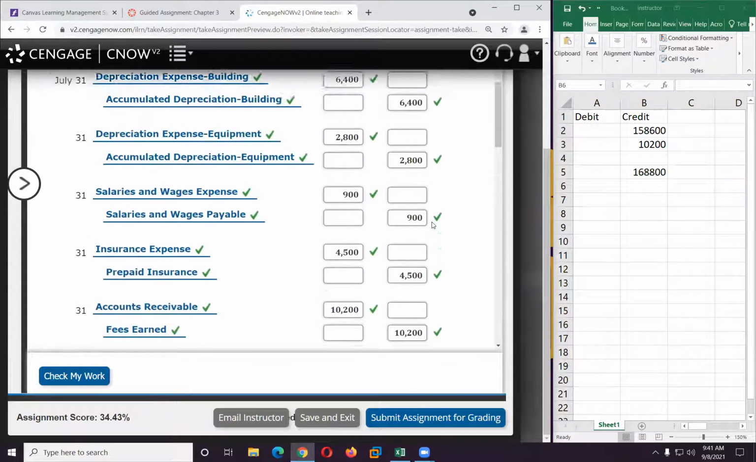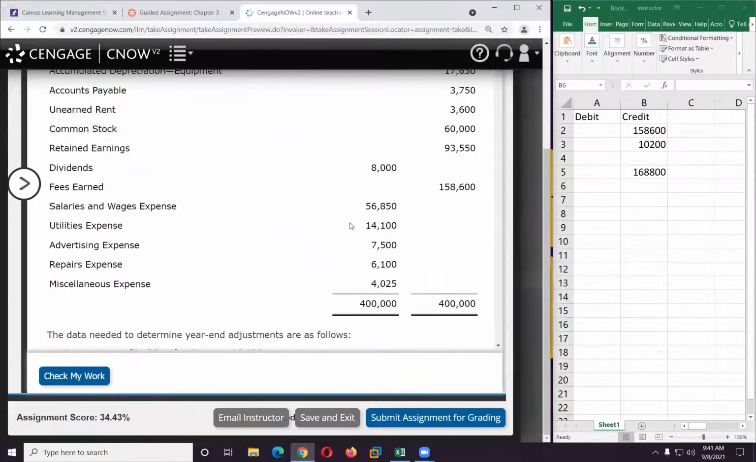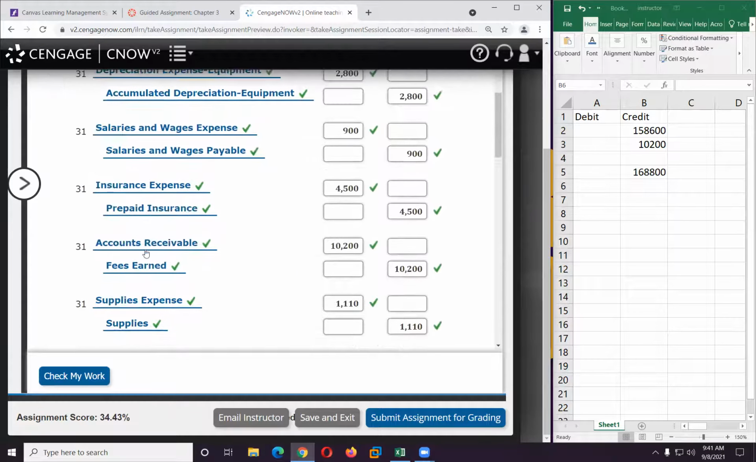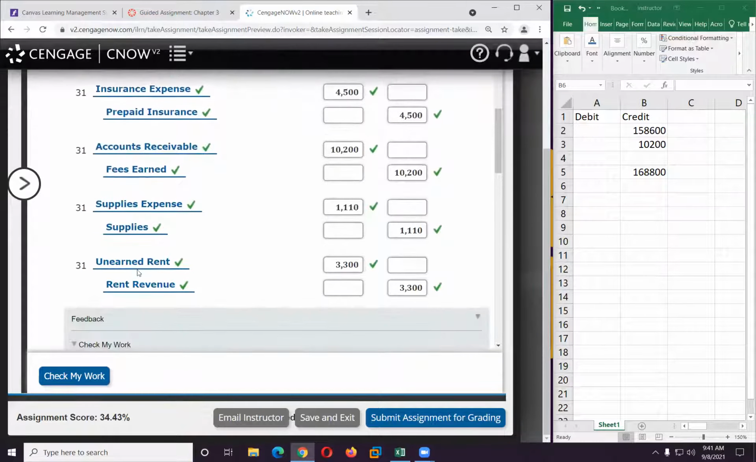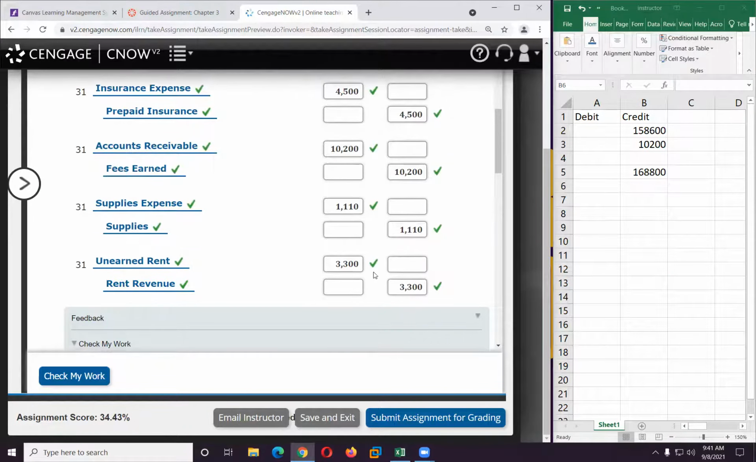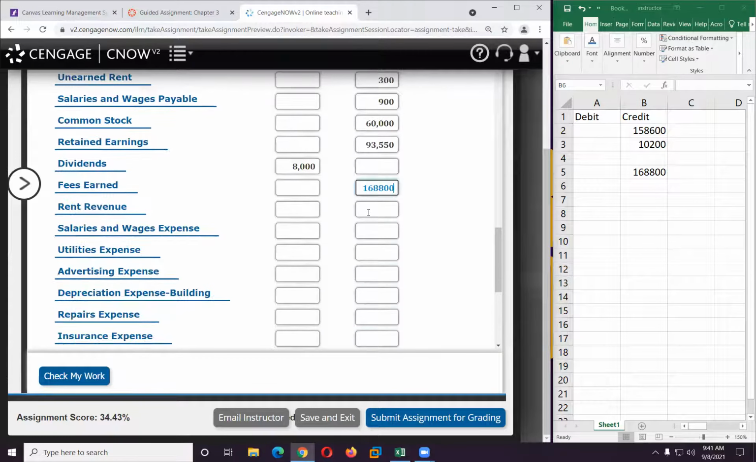Rent revenue: there was no balance in the rent revenue account before. We had an adjustment to recognize the rent revenue we earned during the year of $3,300 on the credit side. So the new balance of that account will be a credit of $3,300. It's a little tedious, isn't it? Don't worry, in real life, computers do most of this for you, okay?